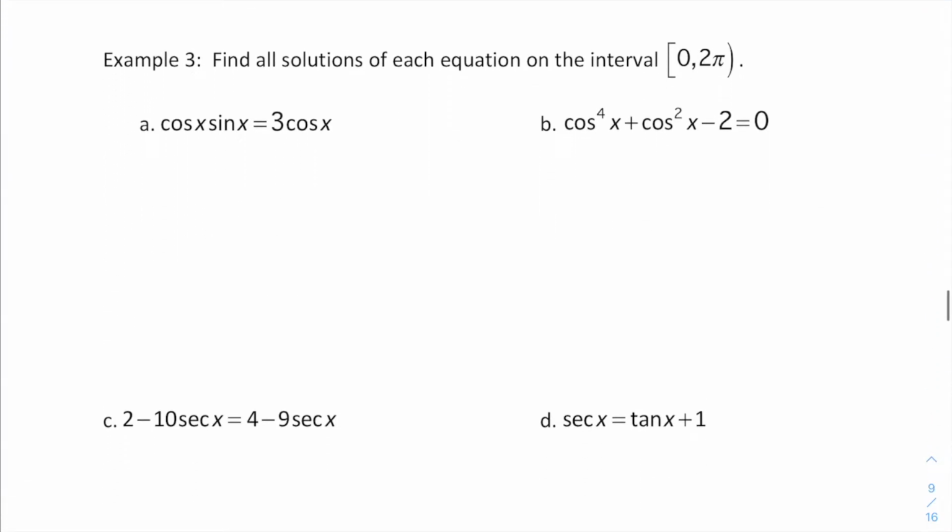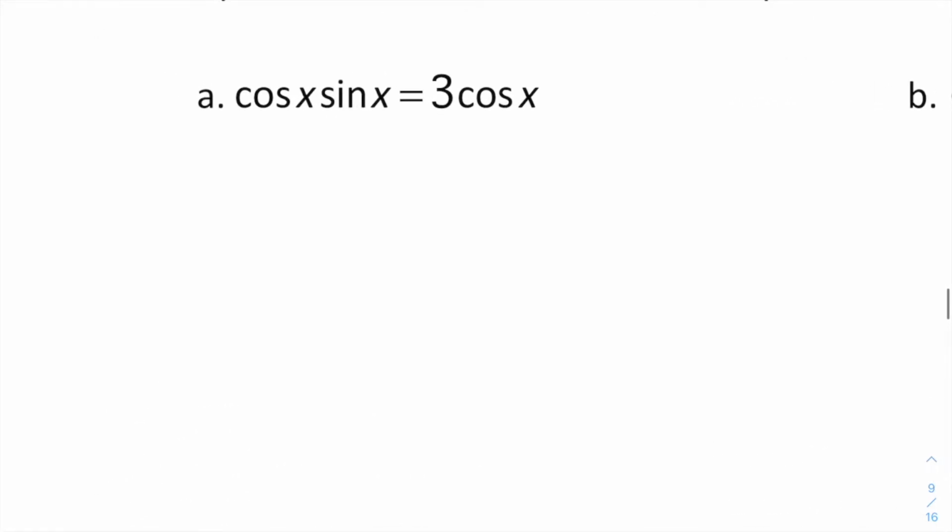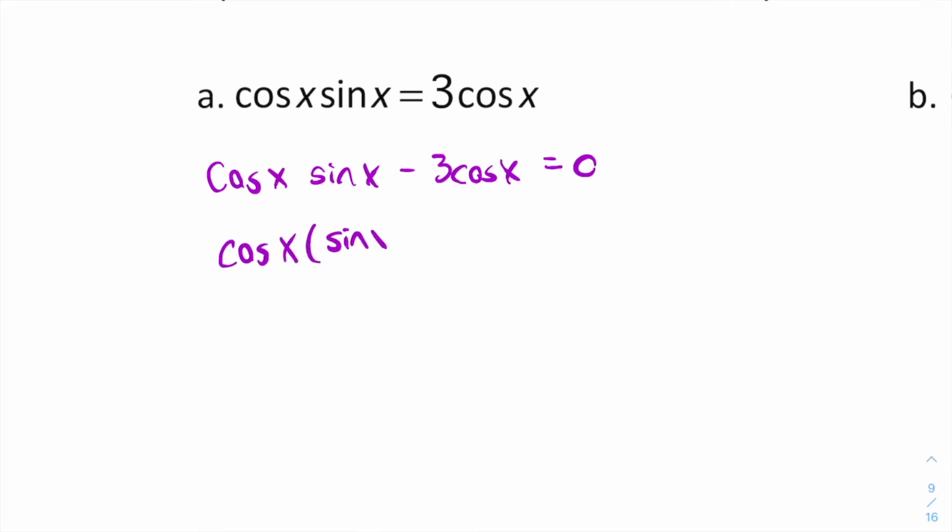Next coming up here, they're only going to do solutions from 0 to 2 pi, so we don't have to do that extra thing. What makes this one a little bit different is you've got multiple trig functions going on. So what I would like to do here is subtract over this 3 cosine of x, and then call that equal to 0. Then from there, I'm going to take out a cosine, since it's being multiplied there. That'll leave you with sine x minus 3.